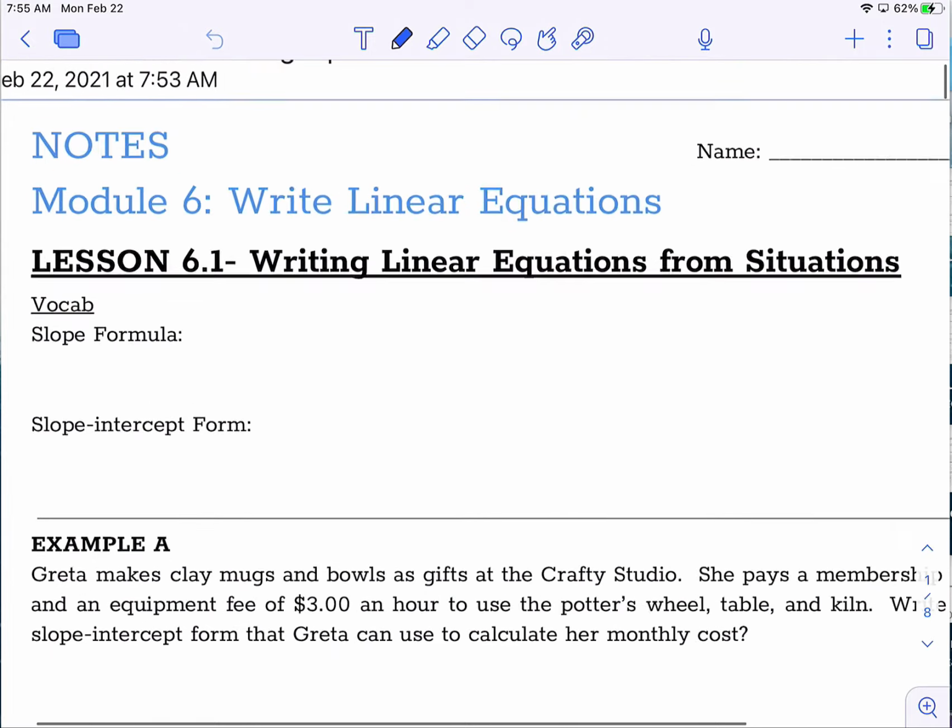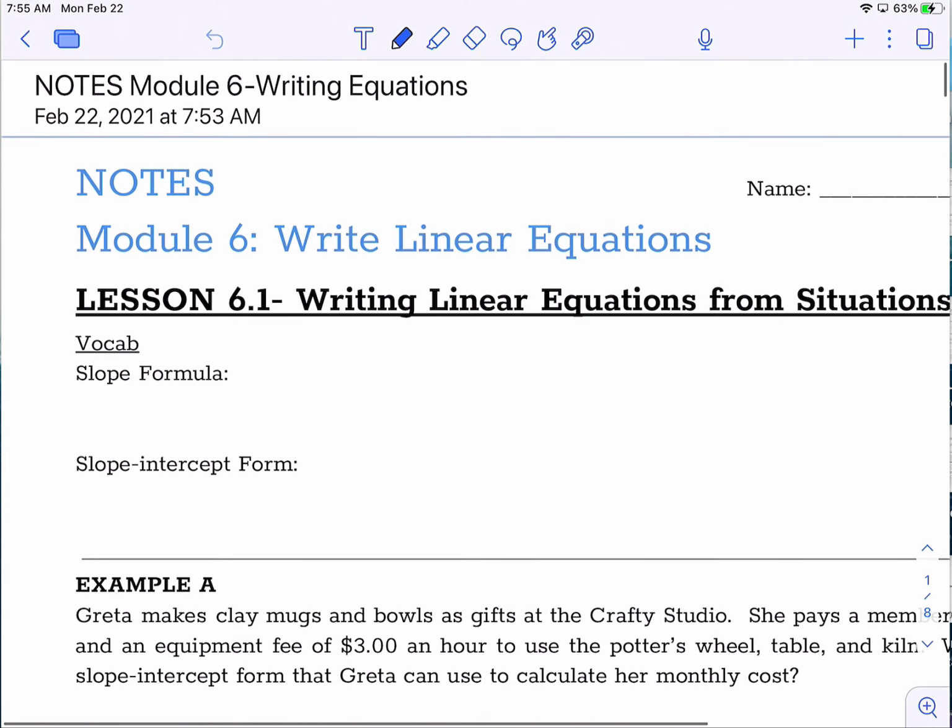The first thing for the vocab is the slope formula. This is the slope formula that we have used a little bit in module 5. That is y2 minus y1 over x2 minus x1. Remember, that formula is what we used in the tables to find what the slope was. You take two y values and subtract them, and then take their two x values and subtract them and put those on the bottom. Okay, we did that with the tables.